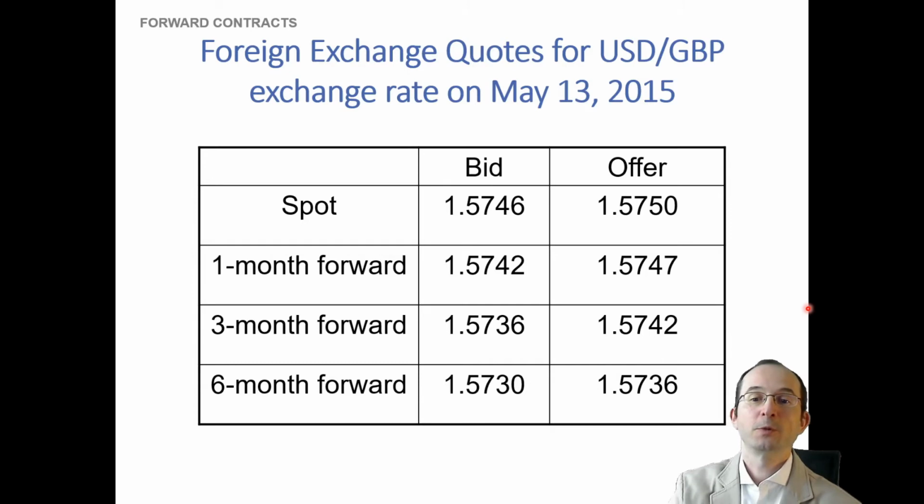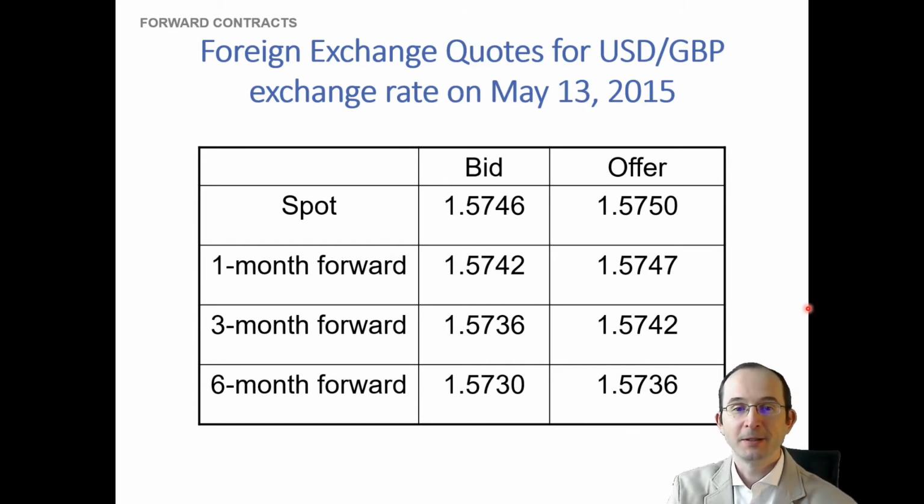So now what would we actually do with this set of quoted bid-ask exchange rates for US dollar to pound? Well, let's say that we want to sell 100 million pounds 6 months from now. Well, remember, if we want to sell, we would sell at the bid, and if it's 6 months from now, this would be the price that we're using.